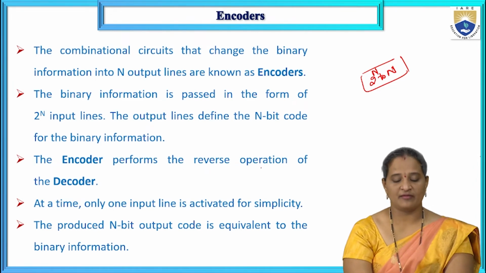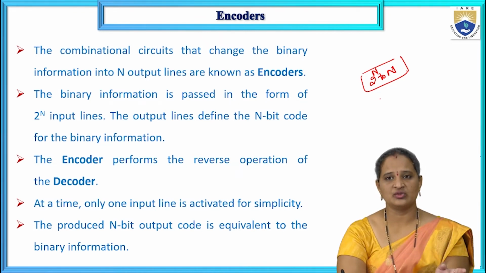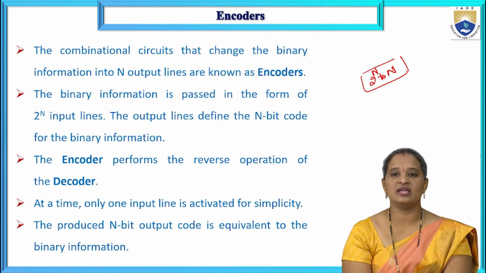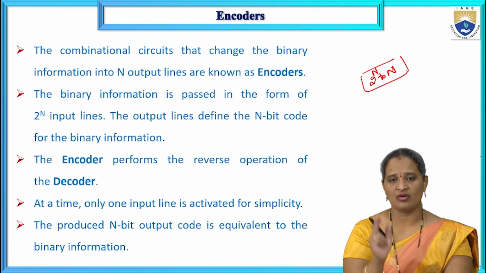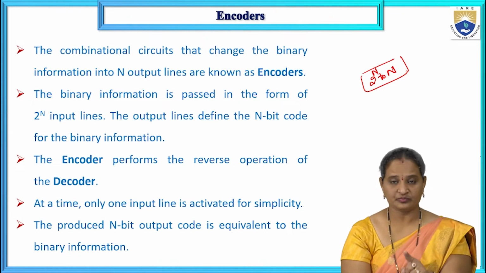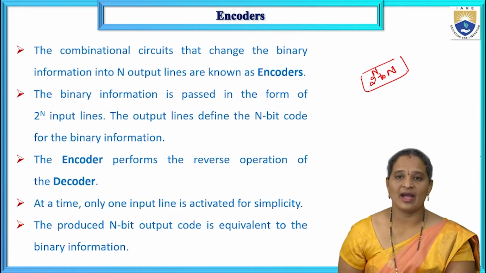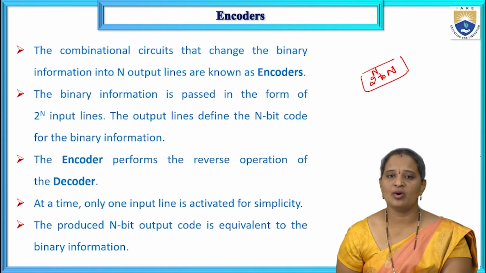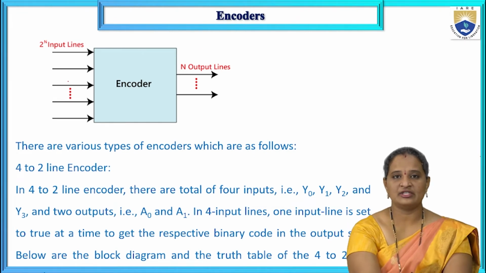An encoder is a combinational logic circuit which has 2 pow n input lines and n output lines, used to convert given decimal data into binary data, and at any time only one input line is activated. In the previous case, only one output line was enabled at any time, but here it is the opposite. At any instant of time, only one input line is activated, and the produced n-bit output code is equivalent to the binary information of the input line which is activated. Whichever input line is activated is converted into binary. This is the block diagram of the encoder, which has 2 pow n input lines and n output lines.